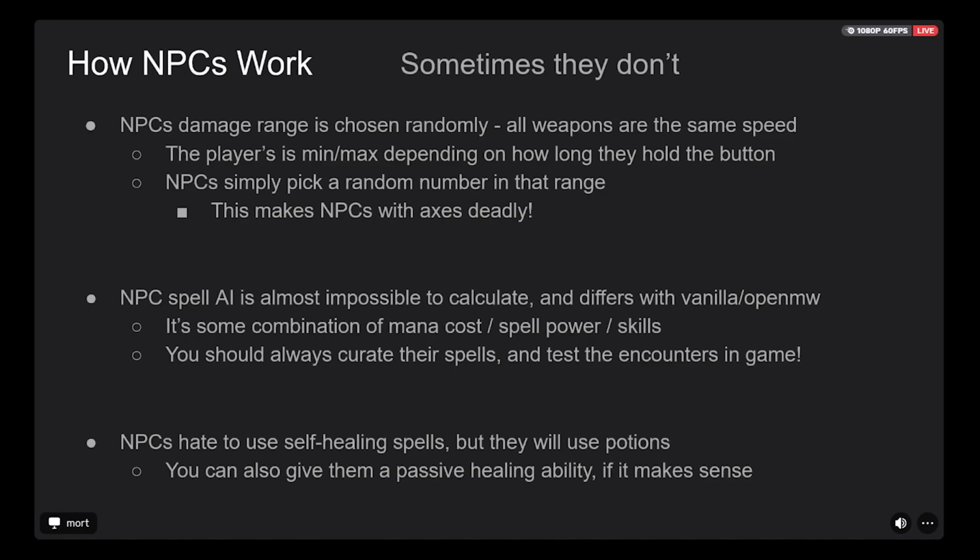That means NPCs with nominally slow weapons like axes sometimes do a lot more damage than they probably should. If they hit the max damage multiple times in a row, you're probably dead if you're level 1.